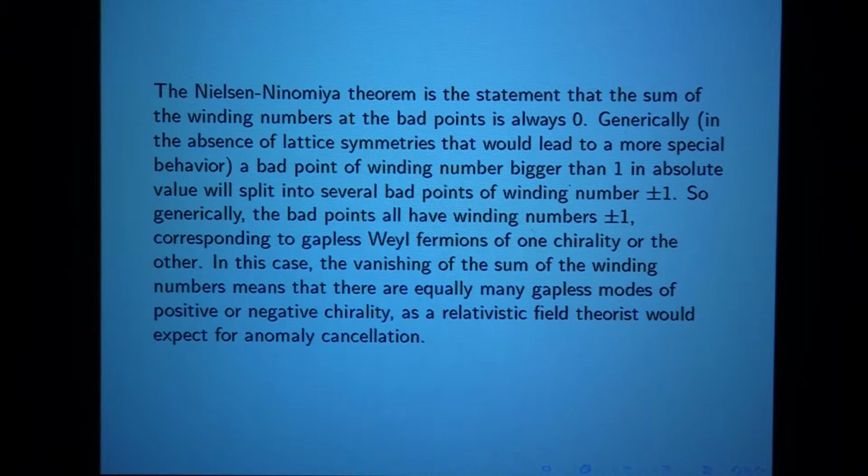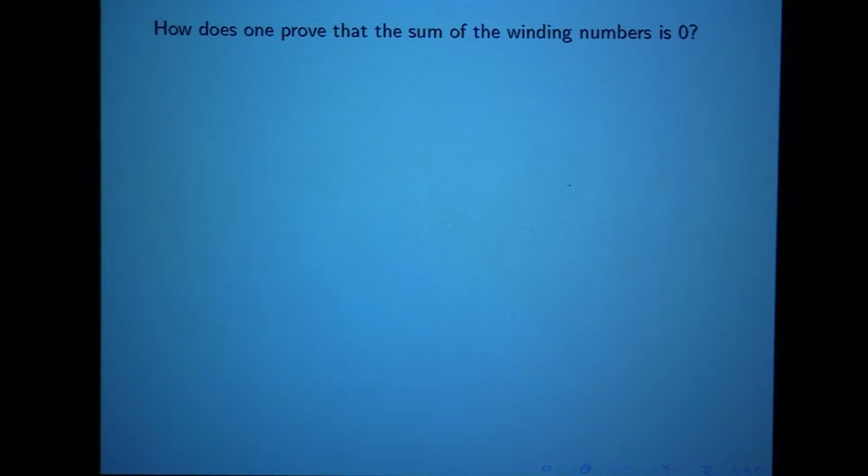It's the case where the singularities, the bad points, all have winding number plus or minus 1, corresponding to gapless modes of positive or negative chirality. Now, how does one prove the sum of the winding numbers is 0?